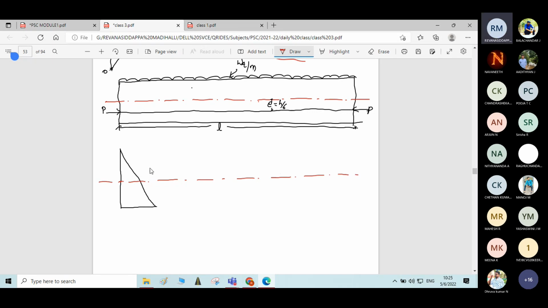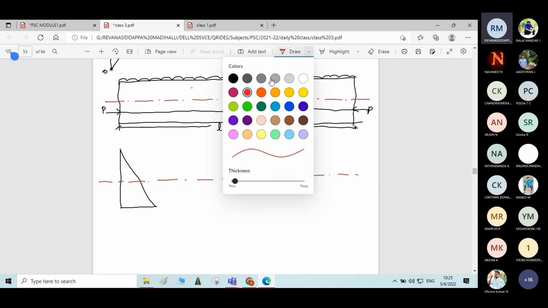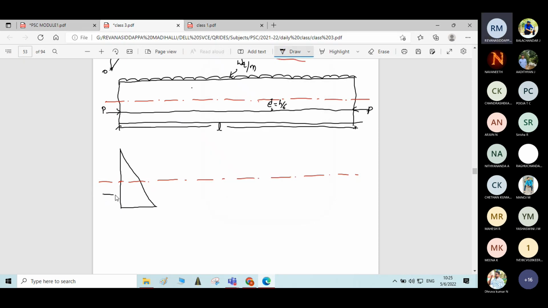Okay, students. Here the force P is applied at a distance of how much? It is applied at an eccentricity e equal to h by 6. The prestressing force P is applied at an eccentricity of h by 6. At this condition, the stress at the top fiber will be 0. Let me explain how the stress at the top fiber will be 0.